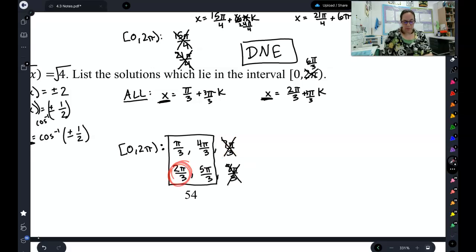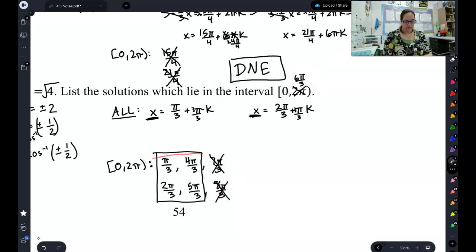Then I listed 2 pi thirds as my first answer, added 3 to the numerator to get 5. 5 is less than 6, so keep going. Added 3 to the numerator and got 8. 8 is more than 6, so I'm done. And those are my answers.